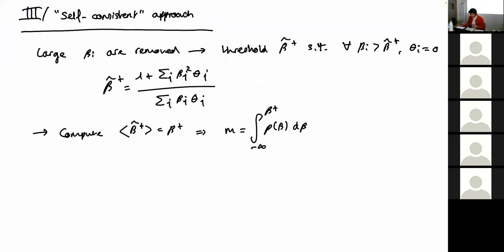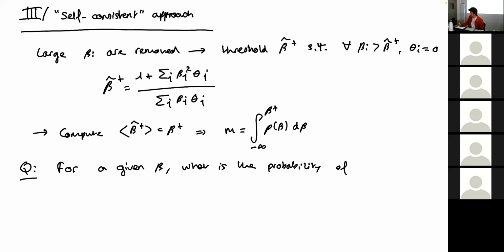So then the question is, for a given value of beta, without any information about the rest of the system apart from the size of the system, I give you a beta, I tell you you're part of a portfolio of size N, what is the probability of inclusion?